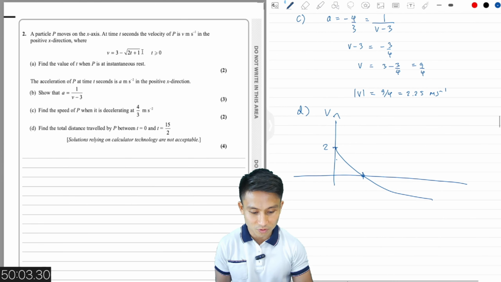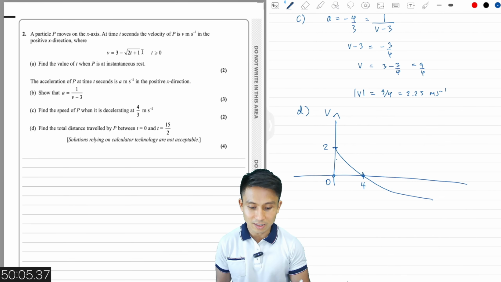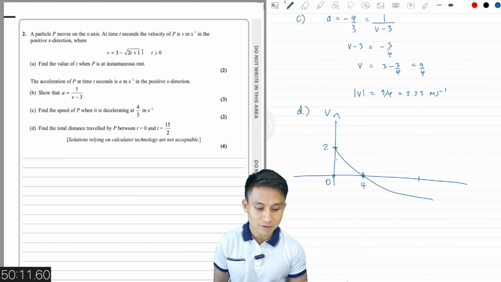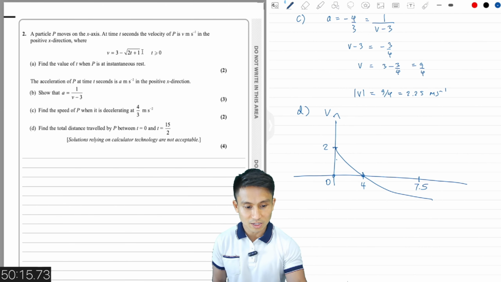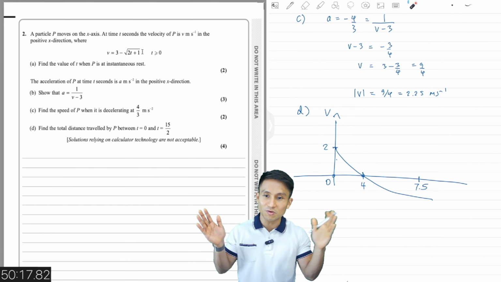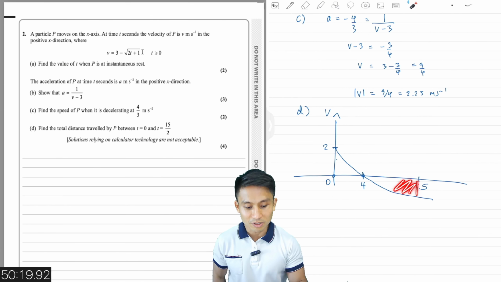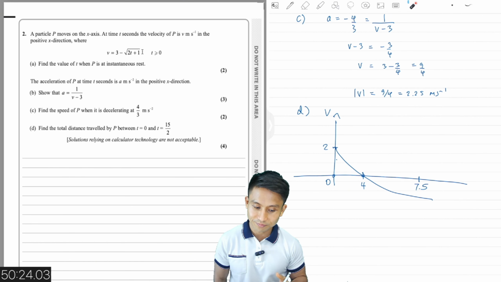So this is at 4 seconds. Yeah, this is initial, t equals 0. That's at 4 seconds, speed is 0. And then you see, the 15 over 2 would be about 7.5, right? 15 over 2. And you see, if you integrate the whole thing, there will be a competition between this area and this area, so they get subtracted from each other.